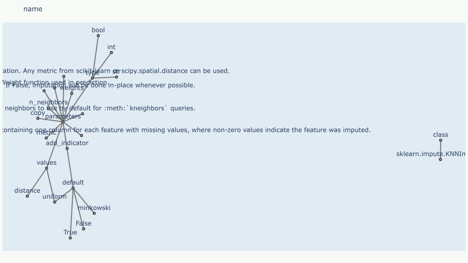Deep dive into scikit-learn's KNNImputer. The KNNImputer in scikit-learn (sklearn) is a powerful tool for handling missing values in your dataset. It works by utilizing the concept of k-nearest neighbors, a fundamental algorithm in machine learning, to impute the missing values.